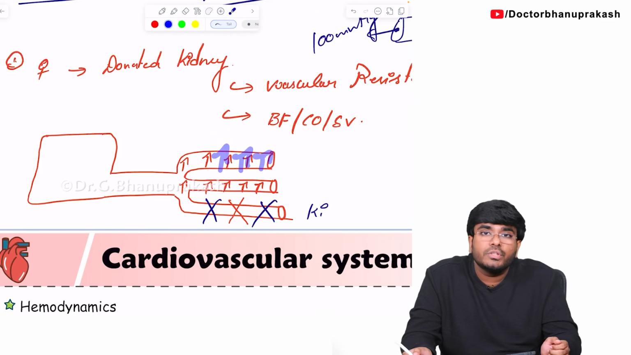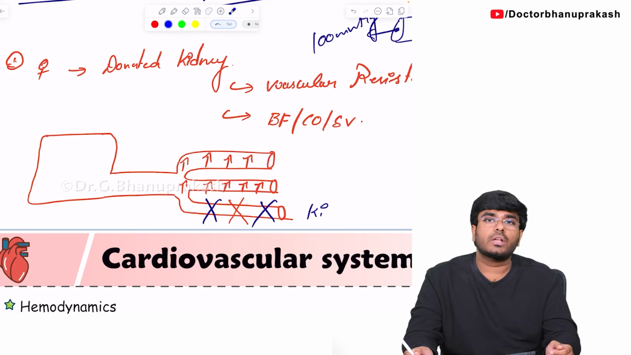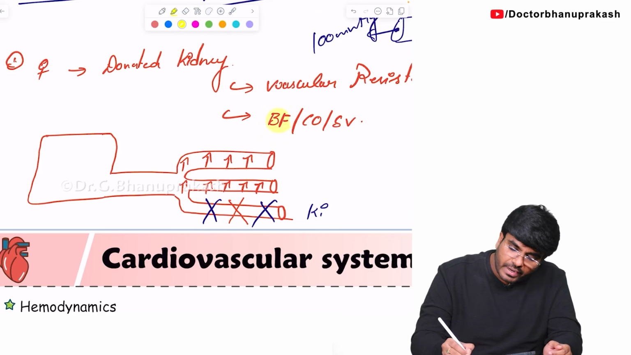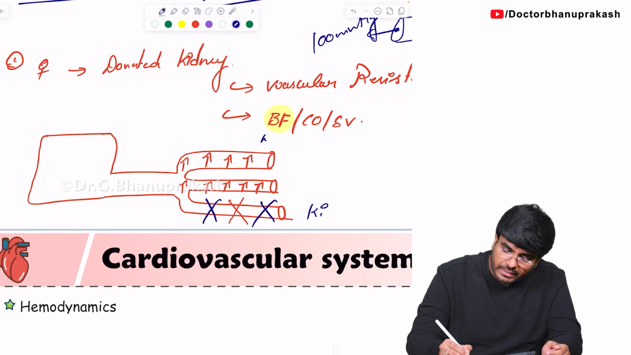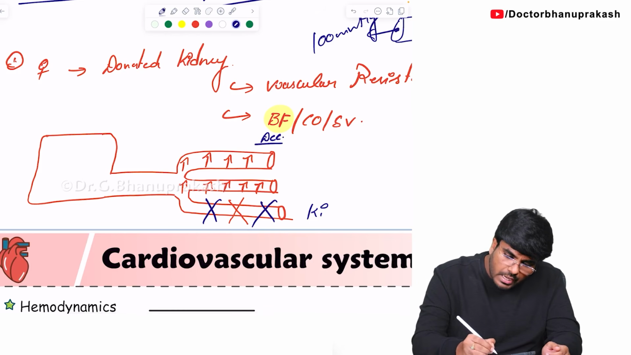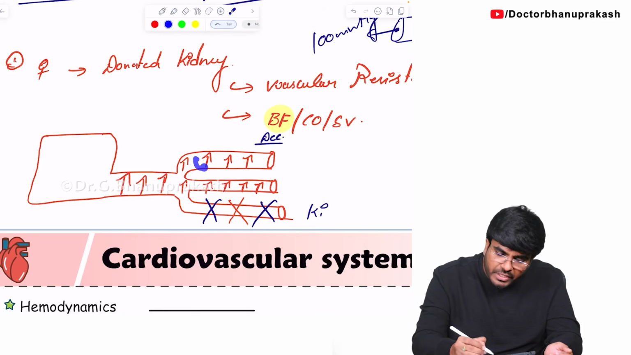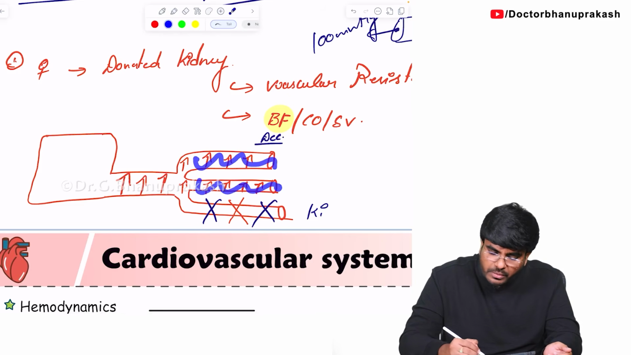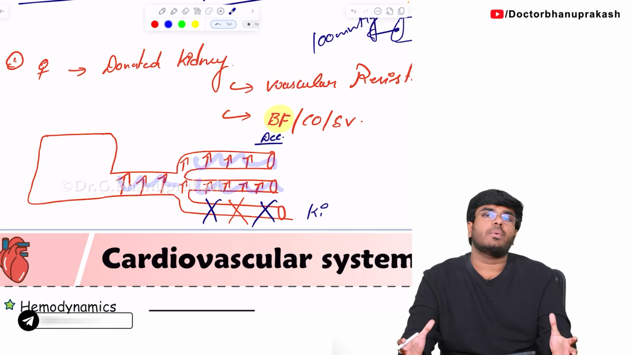With more resistance, do you think the blood can go easily? Definitely not. So blood flow is going to be definitely decreased. The blood is not moving easily, so there is going to be more resistance. And tell me, whenever there is more resistance, there is more blood pressure in these areas. Blood is not moving easily. There is more accumulation of blood, more blood pressure.